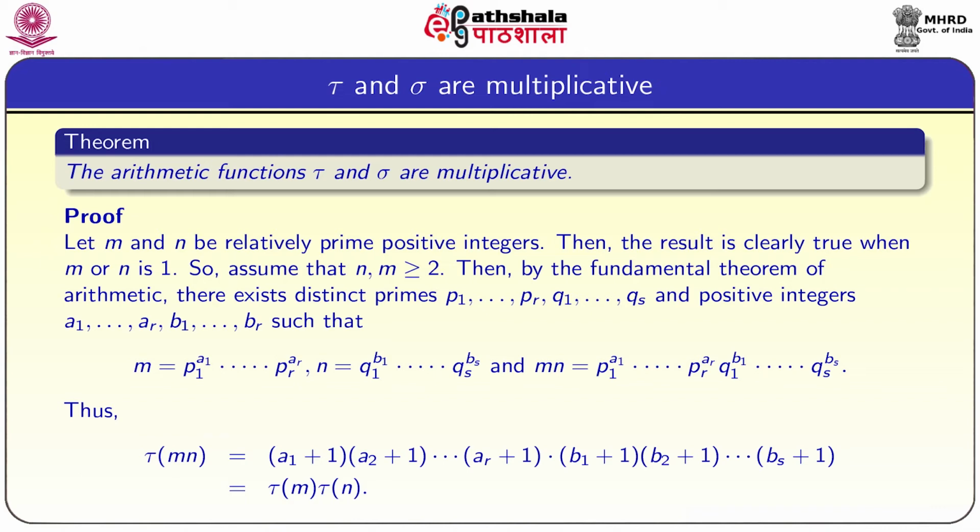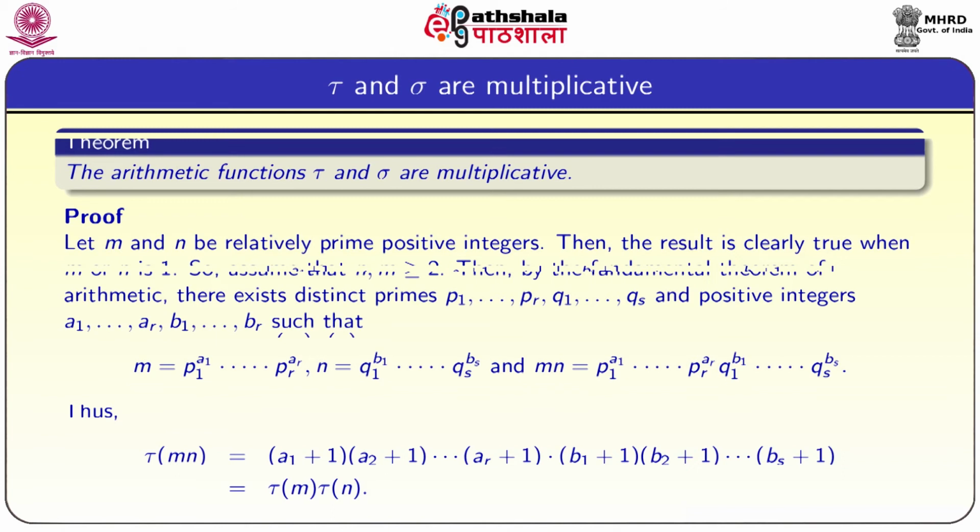So, m into n is equal to p1 power a1 and so on pr power ar, q1 power b1 and so on qs power bs. Thus, tau of mn, by the previous result, is the multiplication of all exponents plus 1. So, (a1 plus 1) into (a2 plus 1) and so on (ar plus 1) into (b1 plus 1) into (b2 plus 1) and so on (bs plus 1). This is simply equal to tau of m into tau of n.